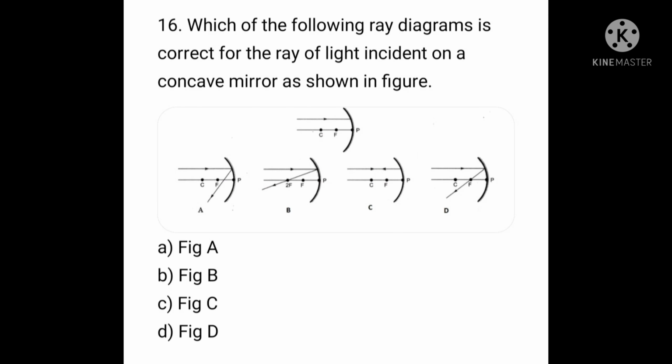Question number 16. Which of the following ray diagrams is correct for the ray of light incident on a concave mirror as shown in the figure? Option A, figure A; option B, figure B; option C, figure C; option D, figure D. The correct answer is option D, figure D. That is, a ray of light parallel to the principal axis of a concave mirror after reflection will always pass through the principal focus of the mirror. Therefore, figure D is the correct one.